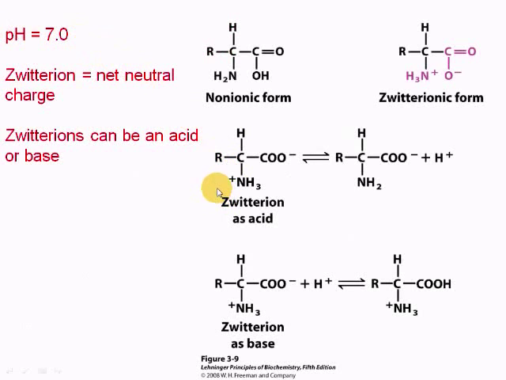Okay, we're going to look at this thing called a zwitterion right here. The zwitterion is when the amino acid has a net neutral charge. And so you see it does have charges on it, but the net charge is neutral. So a plus and a minus make 0. And note that this pH is at 7. Okay, at pH 7 we have our zwitterion, and zwitterions can be acids or bases.